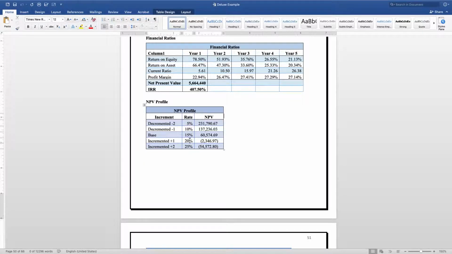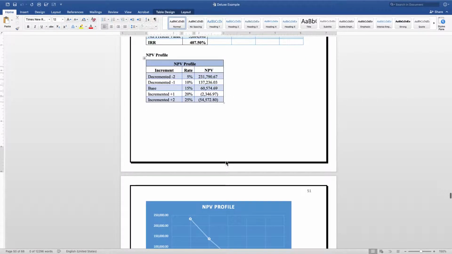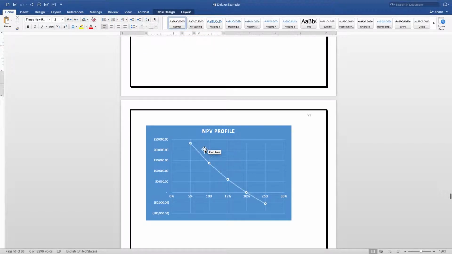The way that I do this for my clients' business plans is I'll use a base interest rate, and then I'll change it by 5% or 10%. And then I'll graph it. For this particular graph, you can't really tell, but it shows that this company is more sensitive when the interest rates are falling as compared to when the interest rates are rising.